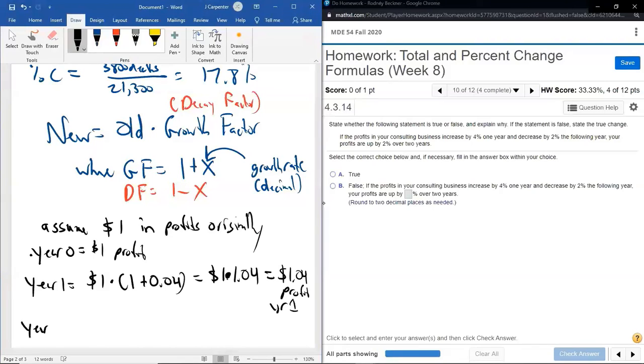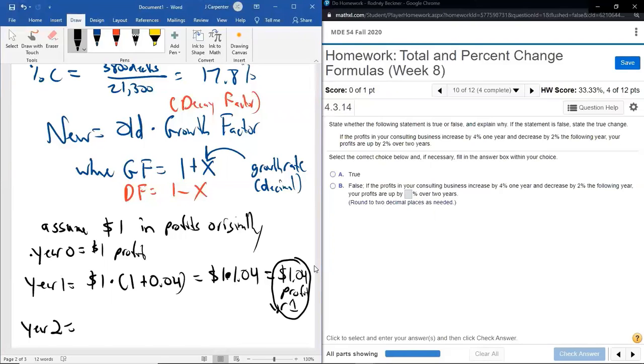And then year 2, again, it's the old times the growth or decay factor. This time we're decreasing by 2%, so we're going to decay. So we have to go 1 minus that 0.02. So we take the old amount, which is not this anymore. The old amount when we're talking about this year is what we just got. This is what we call an iterative process, not irritating, iterative, which means to do year 7, you need year 6. To do year 6, you need year 5. To do year 50, you need year 49.